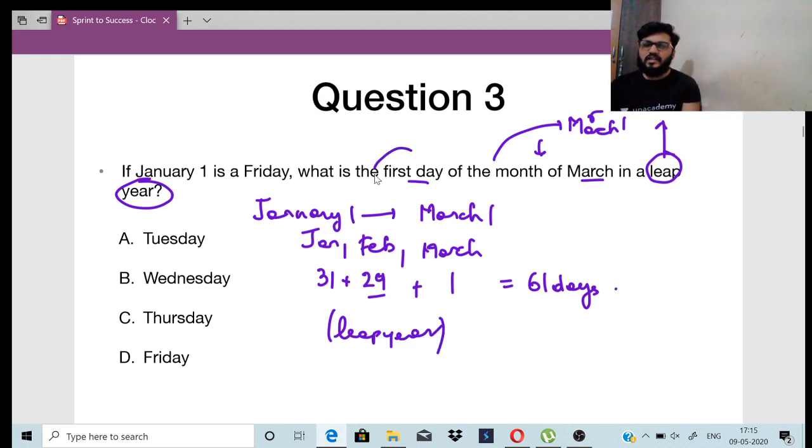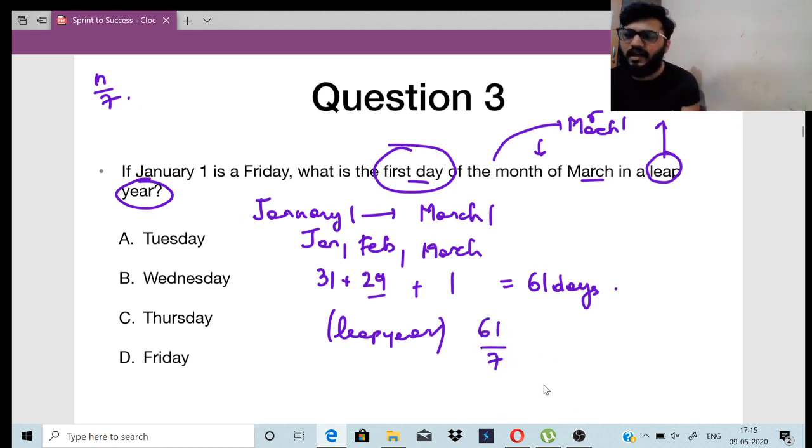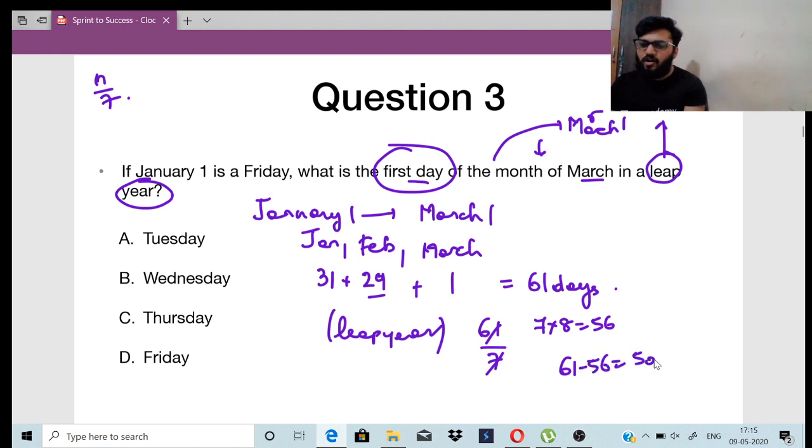They have asked you what the day is. How do you find out a day? It is n divided by 7. So 61 divided by 7. 7 eights are 56. How much is left? 61 minus 56, that is 5 odd days.